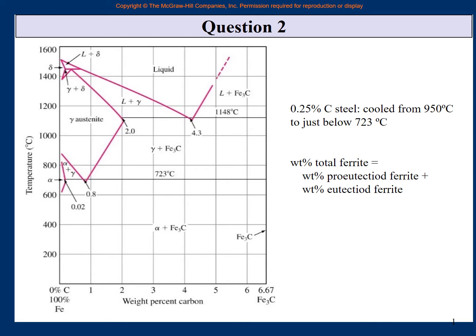The original material is 0.25% carbon, and it is being cooled from 950 to just below 723. At 950 it is all austenite, and once it goes below 723, it becomes ferrite and cementite, alpha plus iron carbide, right? Now the question was how much pro-eutectoid ferrite is there, how much eutectoid ferrite is there, and how much eutectoid cementite is there. So I will try to explain it to you.